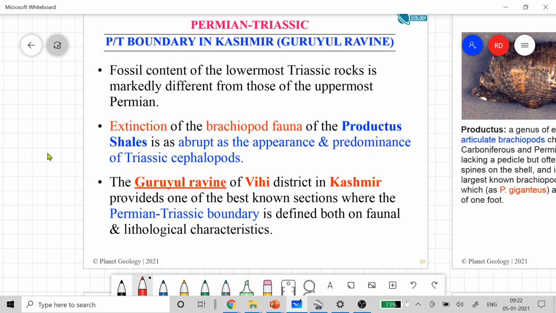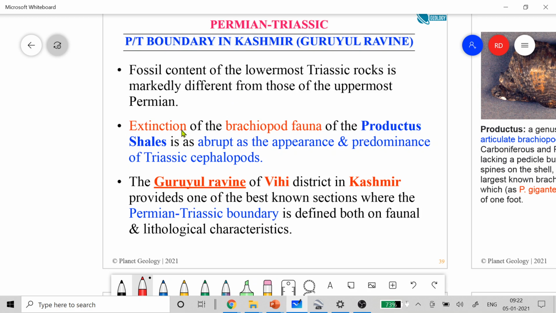the Permian-Triassic boundary. And the extinction of the brachiopod fauna of the Productus shales is abrupt, as is the appearance and predominance of Triassic cephalopods. So again, Productus is in the Paleozoic Productus limestone. You'll see when we study the Paleozoic successions, it comes there, and these brachiopods, the Productus, the brachiopod fauna of the Productus shales, goes extinct during this time.